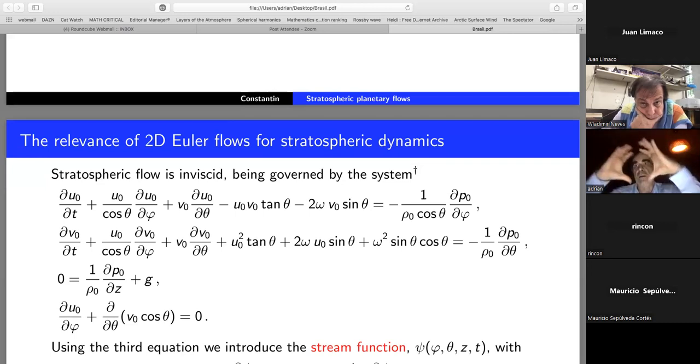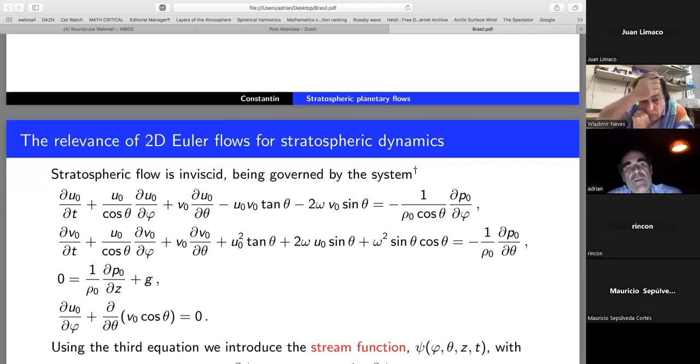It's like spheres on top of the spheres, and this is two-dimensional flow. So the first two equations are the Euler equations. Well, the third is too, so these are Euler equations, the first three, and this is mass conservation, the fourth one. And there is no vertical flow in the stratosphere. Basically, the flow is tangential at every height.